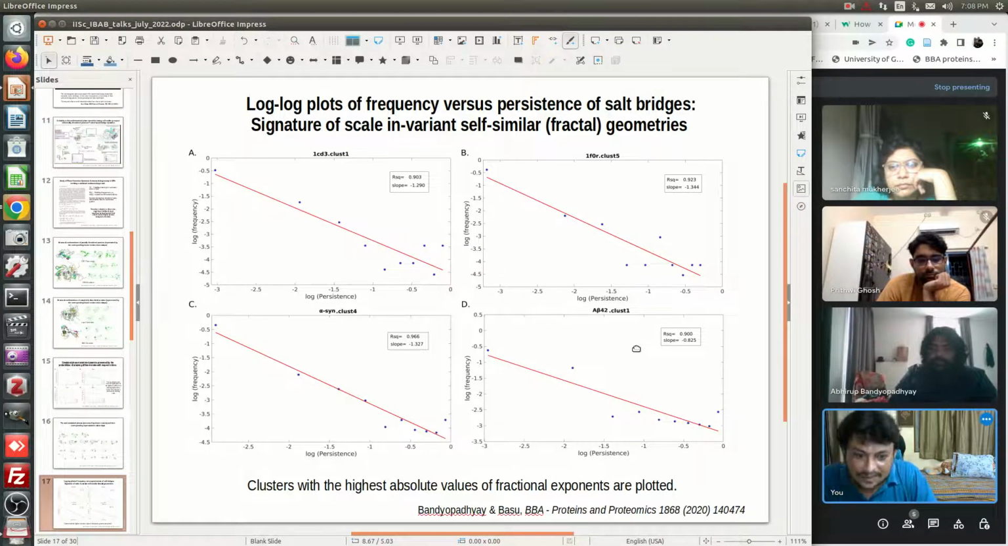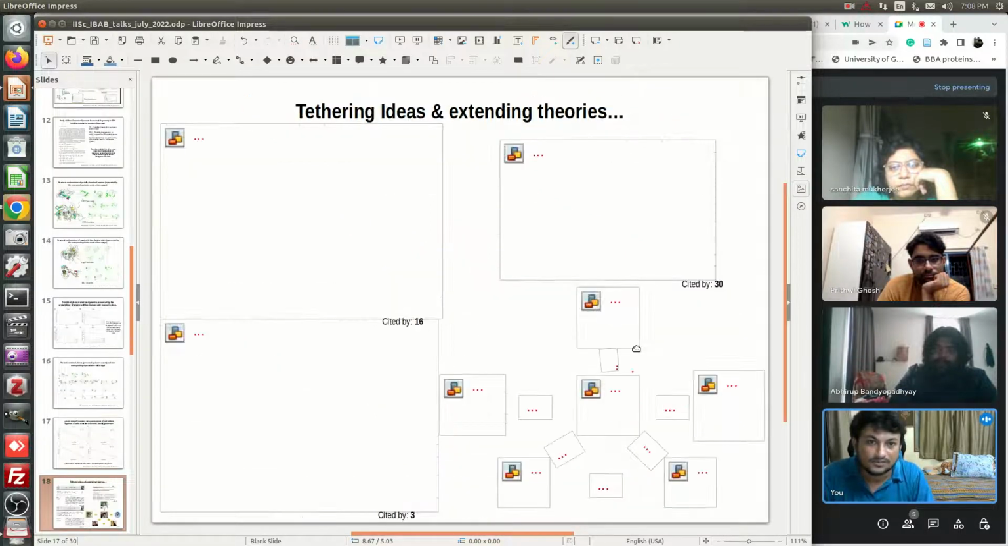So there appears to be an order among the disordered states of an IDP as well. They are not entirely random. That was our understanding of the topic, and the salt bridges hold the key for transitions from one disordered steady state to another disordered steady state. So that was another interesting observation.